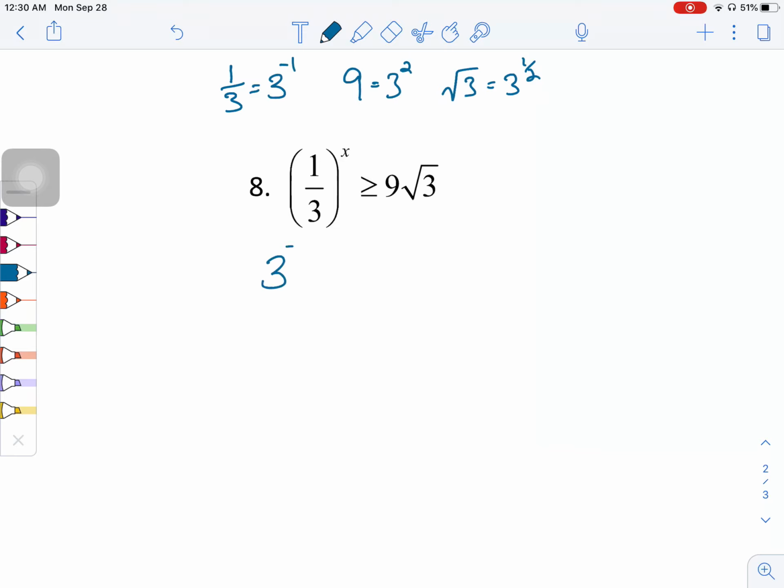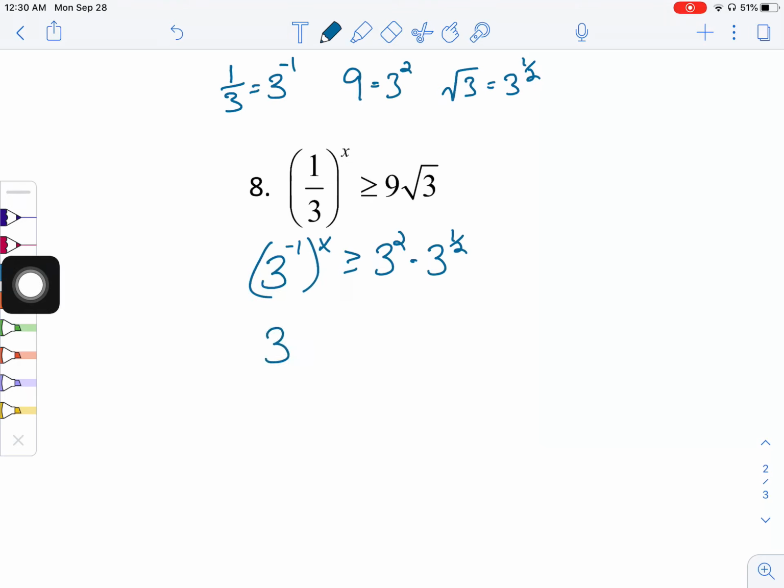So let's see, 3 to the -1 raised to the x greater than or equal to 3 squared times 3 to the 1/2. Little multiplication up here, -1 times x. So 3 to the -x is greater than or equal to 3 to the, I'm going to go ahead and add these two exponents together. So 2 plus 1/2 is, what is that, 5/2?